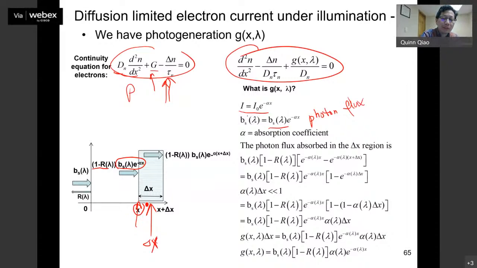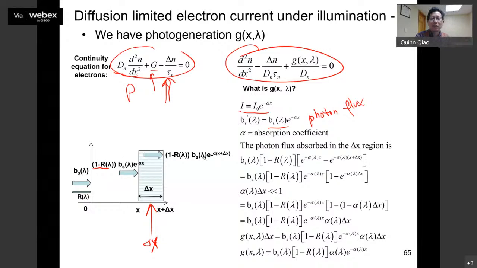Because I already passed through the x distance, that's how much remains, how much initially comes here, and then multiply that, okay? That's it. And that's for this side, for the x. When you get to x plus delta x, on this side, you see the same, equal 1 minus R, and then multiply Bs, and then exponential minus alpha (x plus delta x). Here's x plus delta x.